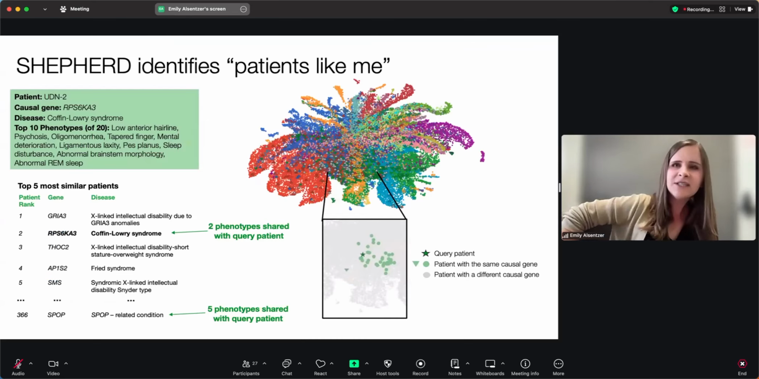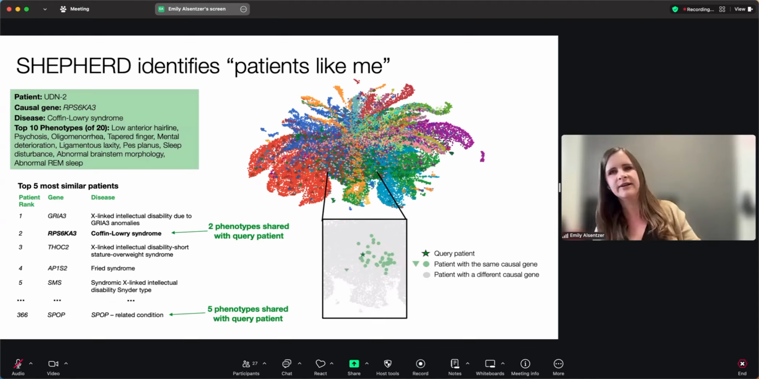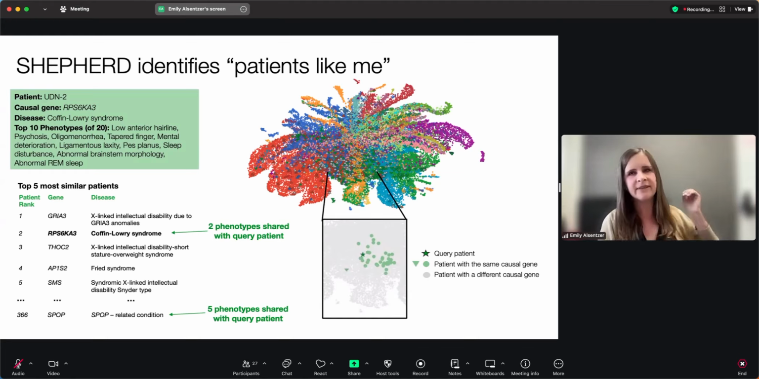We can then leverage these learned notions of patient similarity to actually identify patients like me. So there's an example patient on the top left there. For this patient, we rank all patients in our cohort, over 40,000 in total, including the simulated patients, to try to find those most similar patients. The top 5 most similar patients are shown on the left there. The patient with the same disease as that query patient is ranked second.